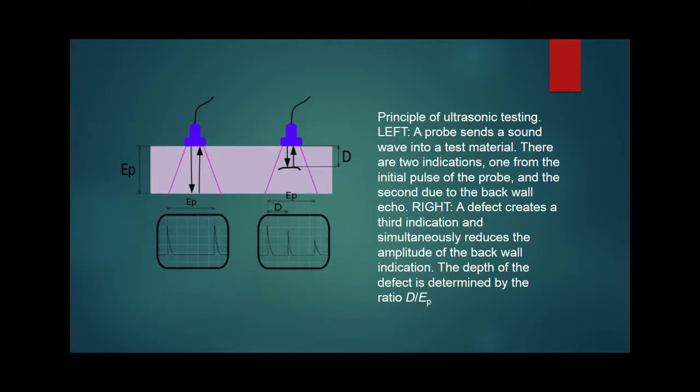Again, this slide shows you how the probe generates sound waves into the material. The left picture shows the sound waves being reflected back without any cracks. The right picture shows defects which create a third indication and simultaneously reduce the amplitude of the back wall.